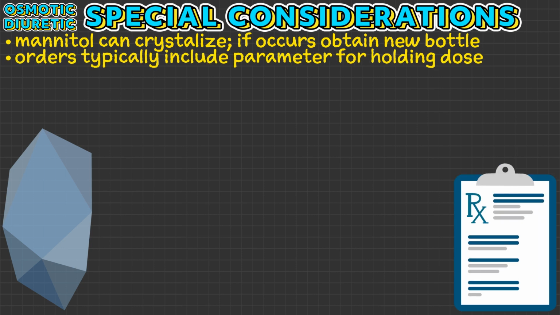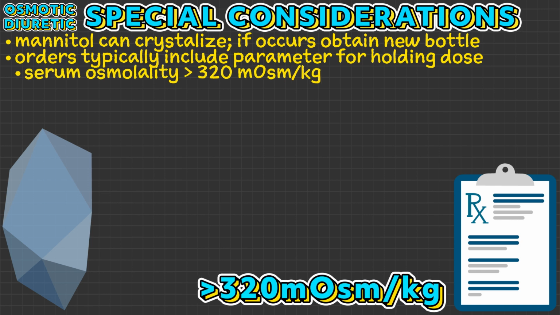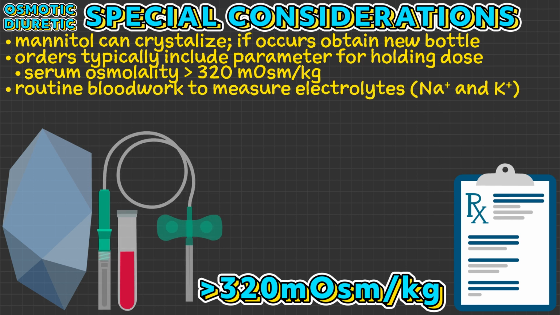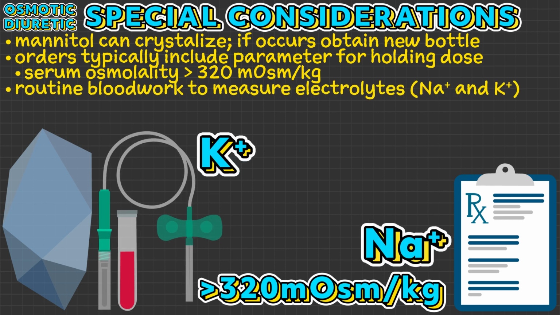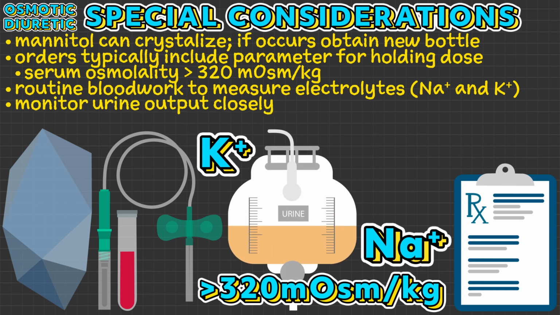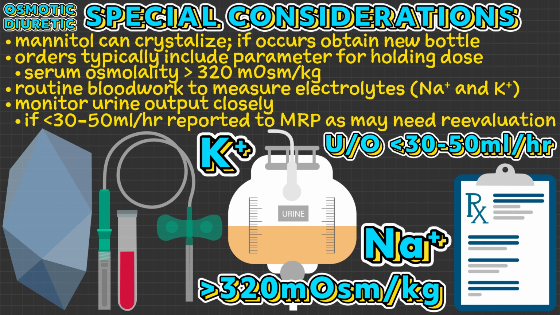Additionally, orders for mannitol typically include a parameter for holding the dose. This is usually when serum osmolality exceeds 320 milliosmol per kilogram. Routine blood work to measure electrolytes such as sodium and potassium are also generally completed. Furthermore, it is important to monitor urine output closely, as urine output less than 30 to 50 milliliters per hour should be reported to the MRP, as the medication may need to be reevaluated.